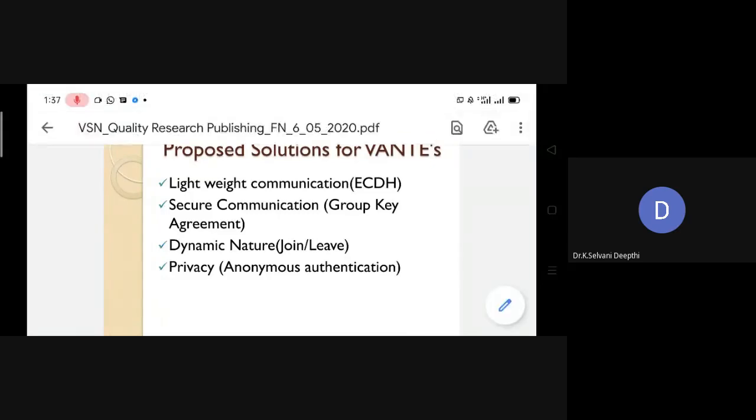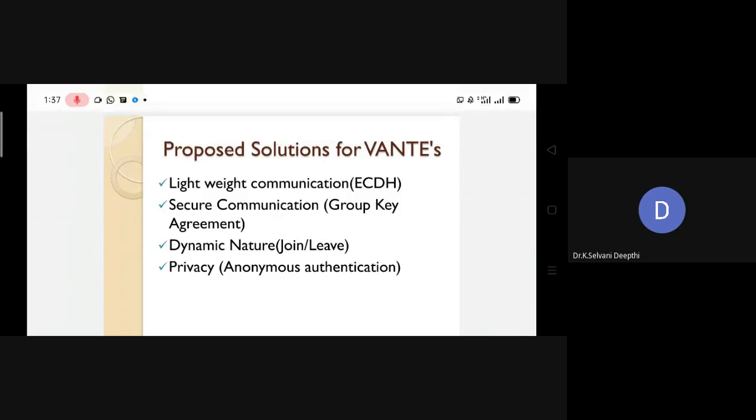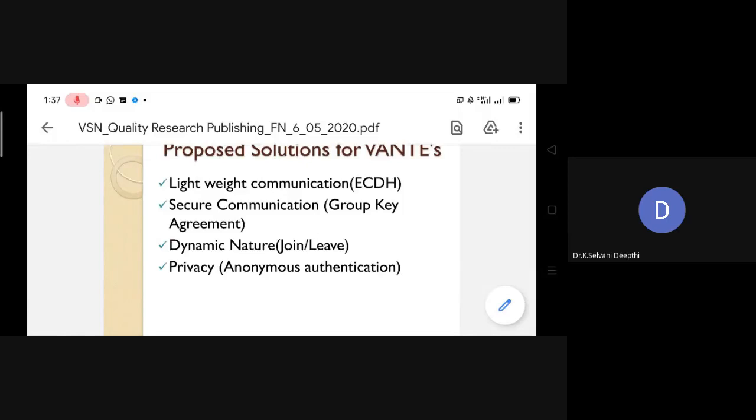So lightweight communication, and next, secure communication. The communication should be secure. If it is known to another person who wants to cause accidents or something, he can act differently. If he wants to make you late in your journey, he can create disturbances. You can avoid all those things by using secure communication.